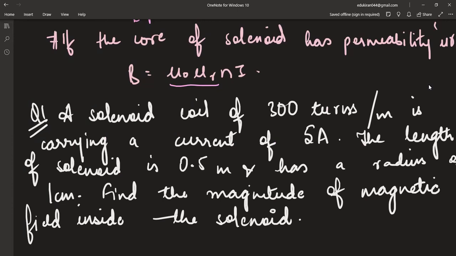Ma'am, can you explain the permeability point again? Permeability is the same permeability which we have discussed in Biot-Savart's law. Permeability is basically how the magnetic field changes with respect to the medium. Different media are present, no? So with the interference of different types of medium, how is the magnetic field changing? That value is governed by permeability.